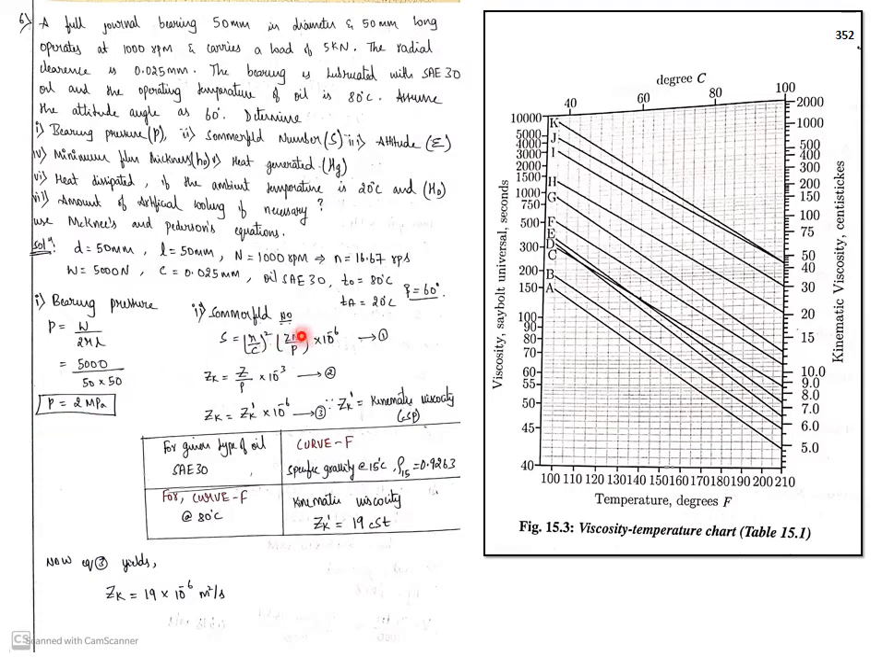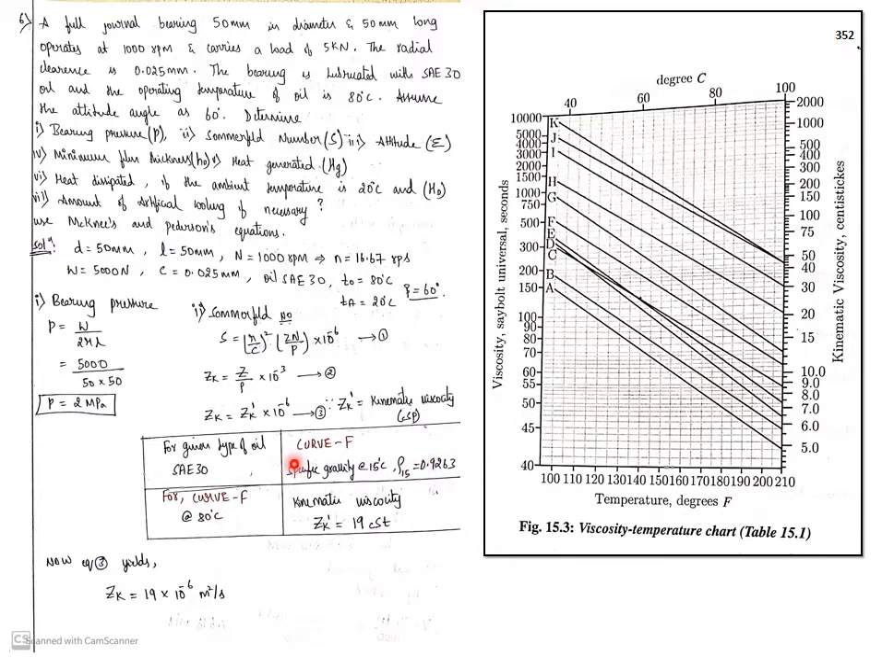Next is to find the Sommerfeld number. You know the Sommerfeld number equation. To find this we need the value of Z. Before that, you need to calculate the value of ZK. In the previous classes we have been finding the value of ZK in terms of curves. SAE 30 belongs to curve F. So this is curve F. Now the specific gravity at 15 degrees, that is rho, is equal to 0.263, so he has given the value.